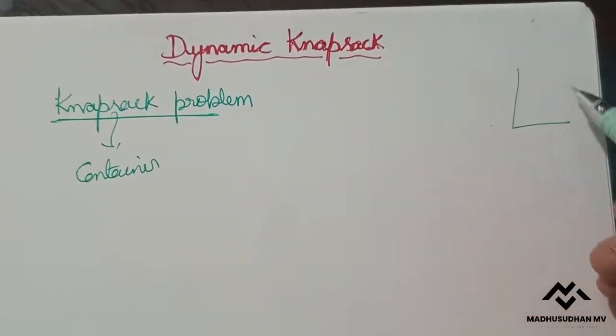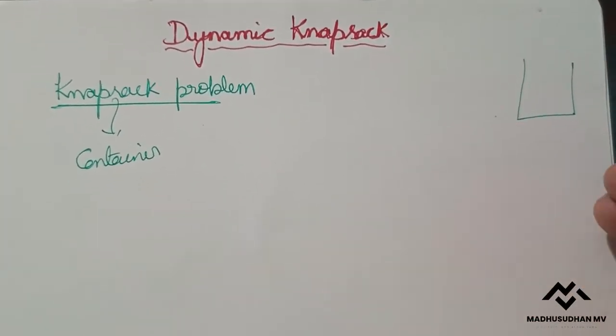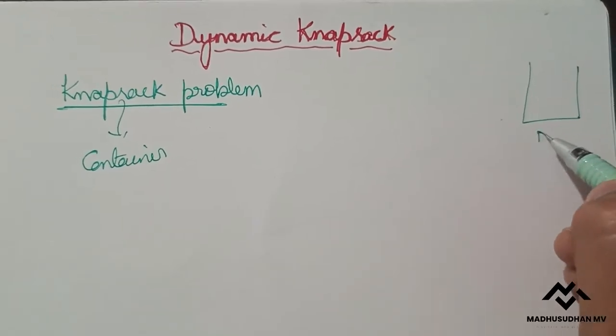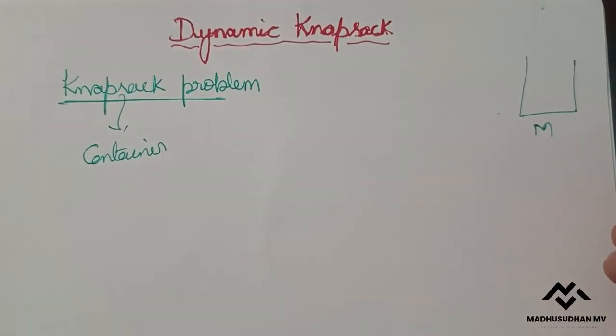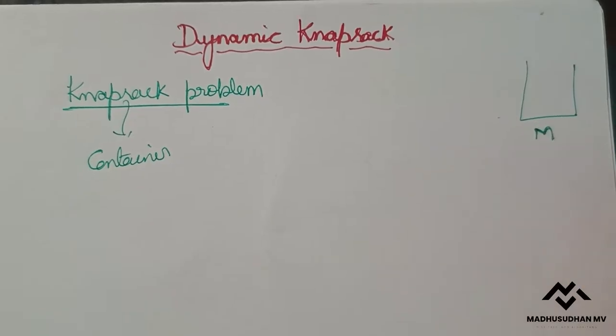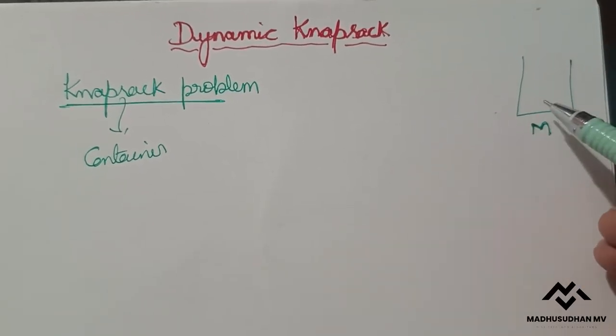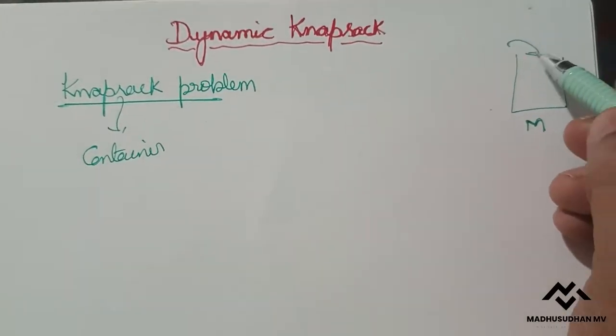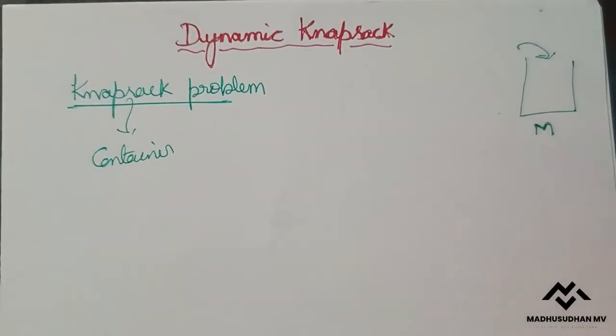Let us take this as some knapsack. It has some capacity. Let us take some 10 kg. There is a maximum capacity of m kg. That means this knapsack or this container can hold items up to a maximum of m kg.